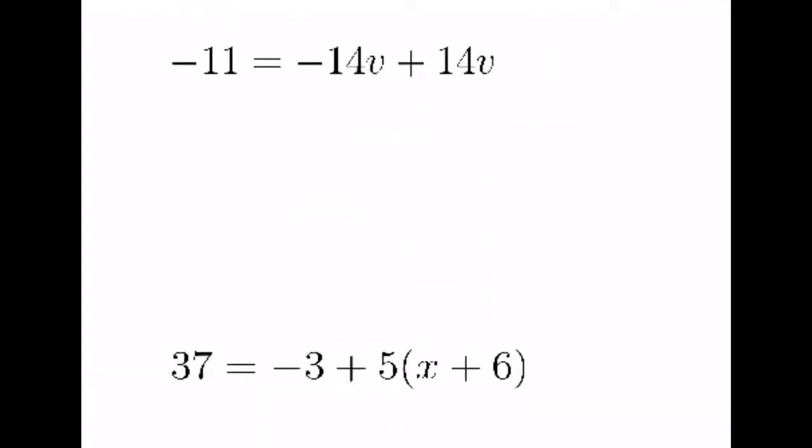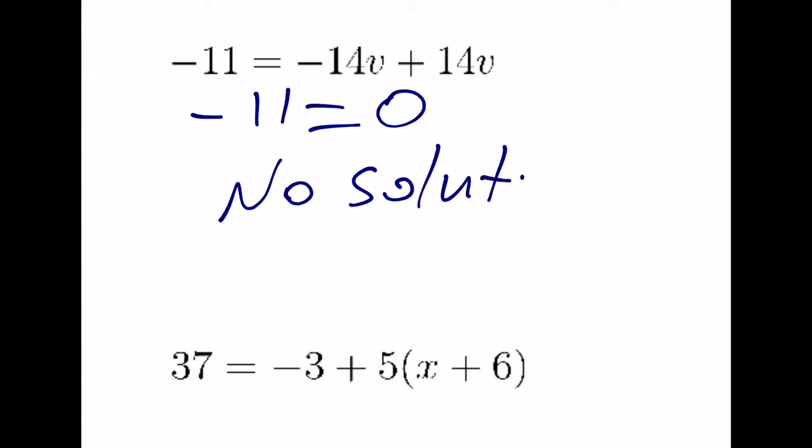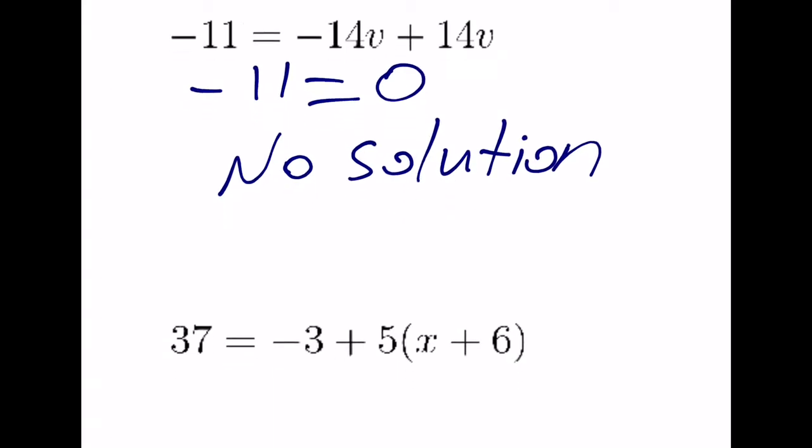On the back, we can combine like terms. In fact, this gives us that negative 11 is equal to 0. So there is no solution because this is not a true statement. Negative 11 is not equal to 0.